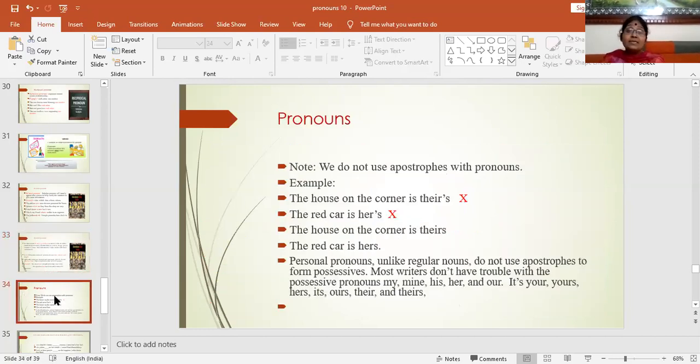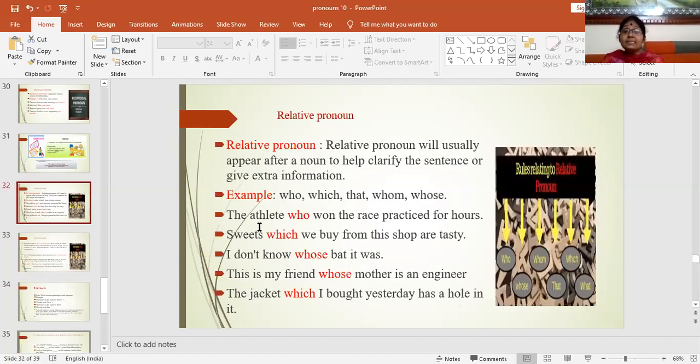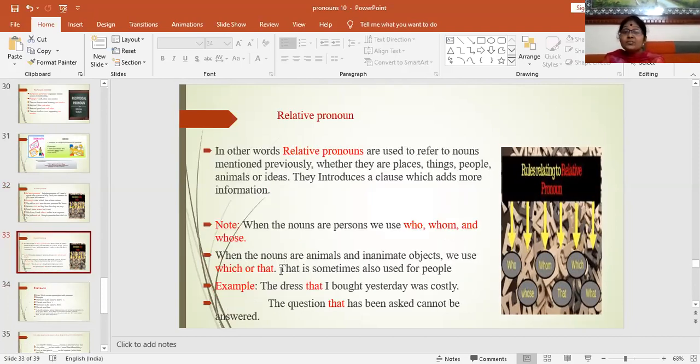For example, see here in this sentence, the athlete who won the race practiced for hours. But here I am talking about sweets. It's a thing. Sweets which we buy from this shop are tasty. So do we understand with this that we use which or that? How we use that we will see. The dress that I bought yesterday was costly. So dress is a thing. So I'm using a relative pronoun that.